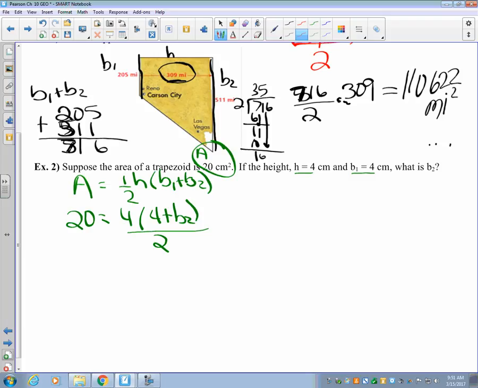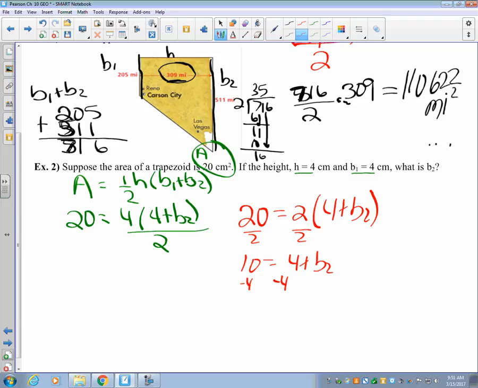So here's what I would do. I would go 4 divided by 2, because I can do that really easy in my head. Then I would divide both sides by 2. And then I would subtract 4. And that is centimeters.